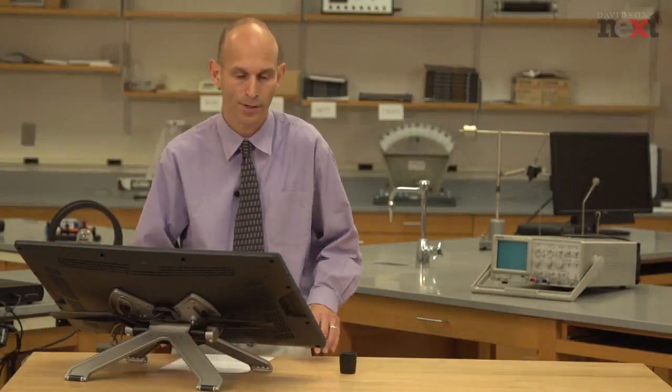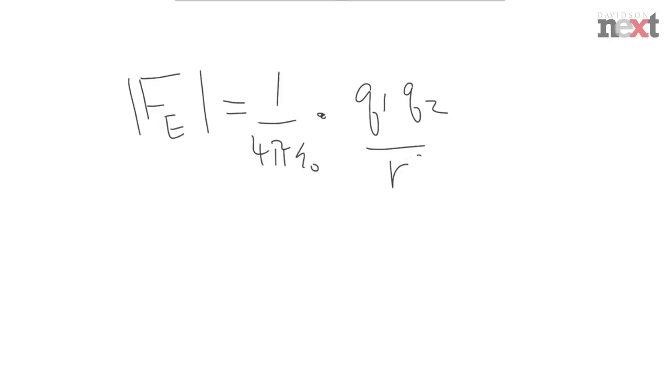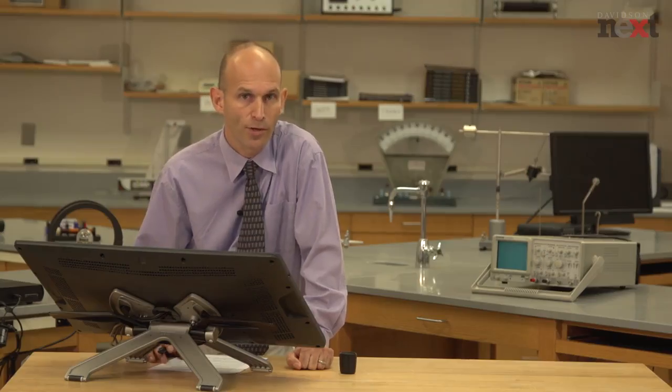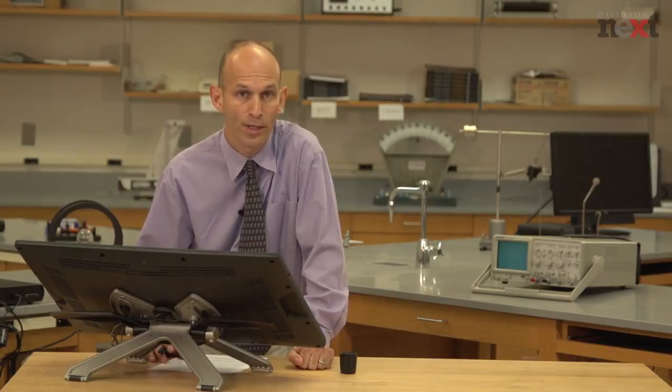The electric force between 2 point charges is what we call the Coulomb force, and we read it something like this. The magnitude of the electric force equals 1 over 4 pi epsilon naught, a constant of nature, times Q1 Q2 over r squared. Like gravitational force, electric force falls off rapidly as you increase the distance between the centers of the two charged objects.